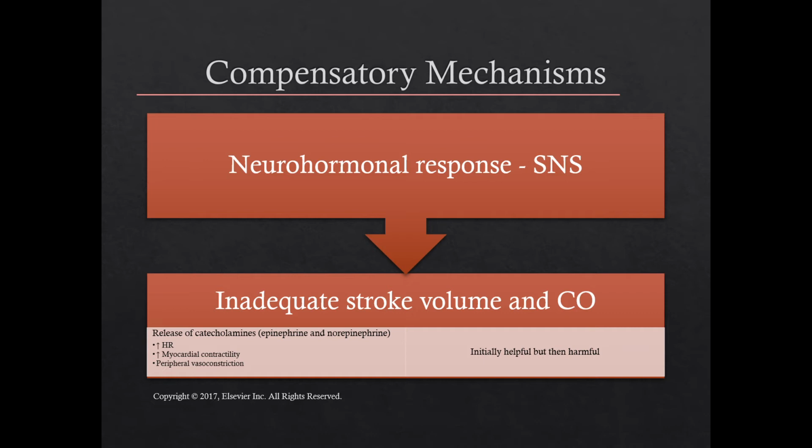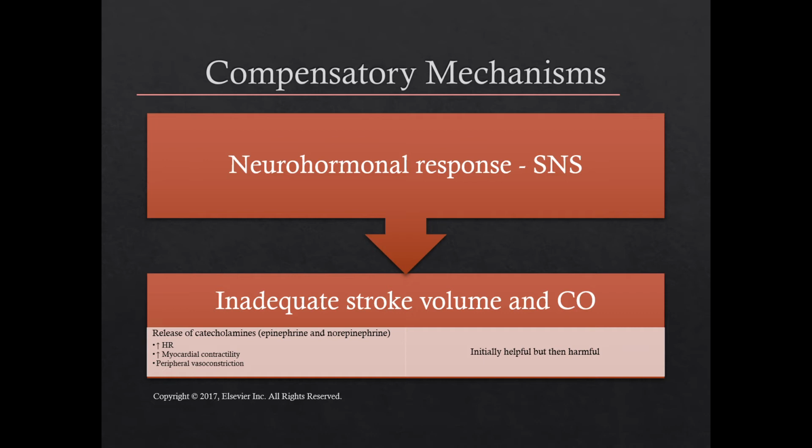Compensatory mechanisms will help and be very beneficial at the start of them compensating. But if the underlying problem isn't treated and that compensatory mechanism continues to have to kick in and grow and grow and grow, ultimately it's going to get to a point where it's like, I'm done. I've beat as fast as I could, as hard as I could. I've increased the contractility.